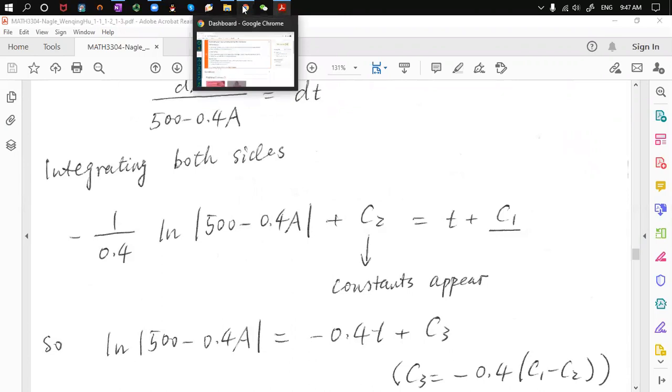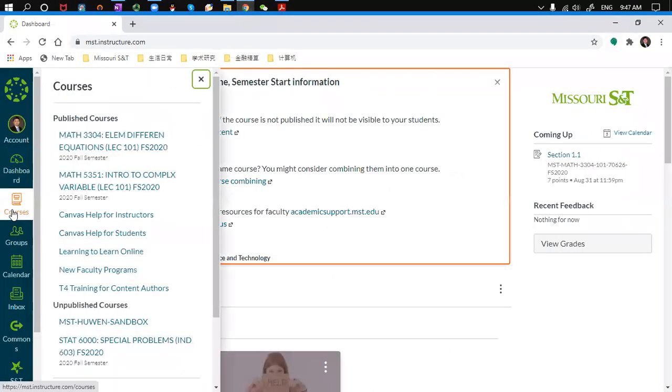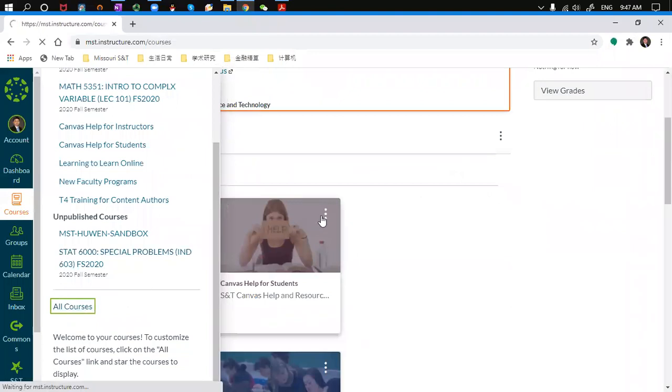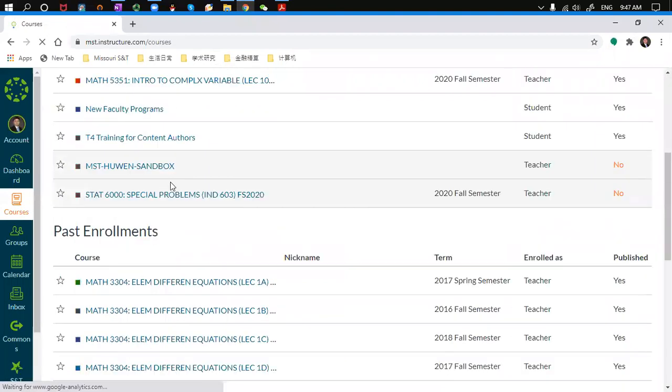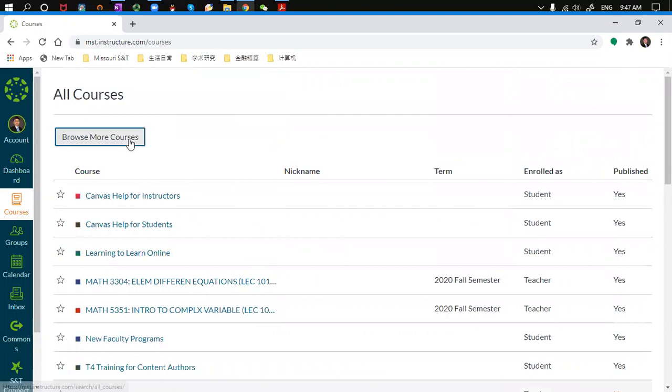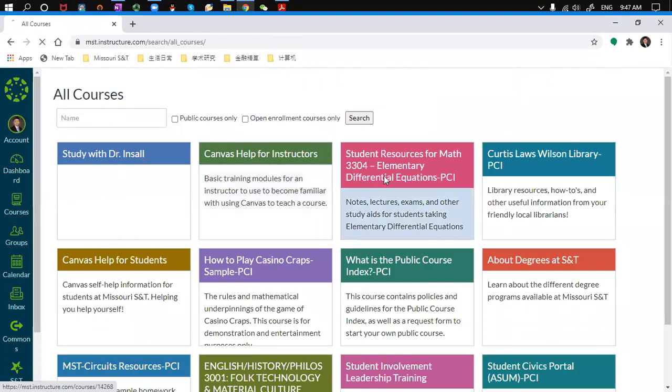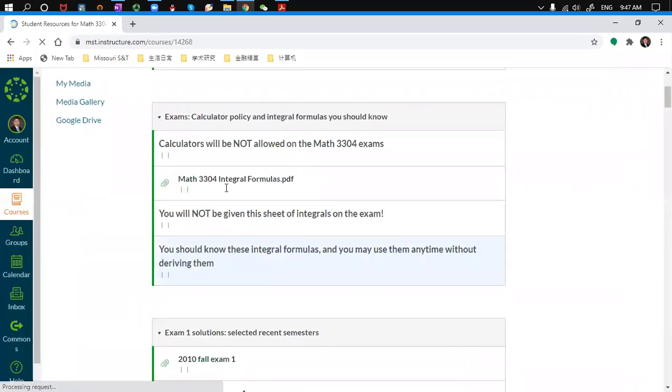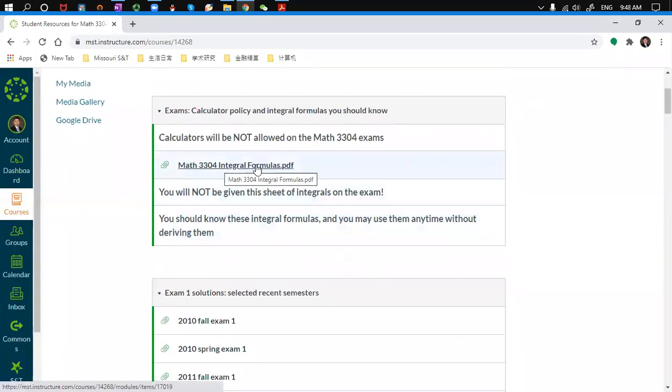Now let me remind you that in our course webpage, if you go to the student resources webpage, as I just explained, you browse more courses and go to student resources. You're going to find the 3304 integral formulas. Let me tell you that on the exams of this class, we're not allowed to use calculators, nor are we allowed to use these integral formulas. So you're not allowed to bring these integral formulas into the exam.